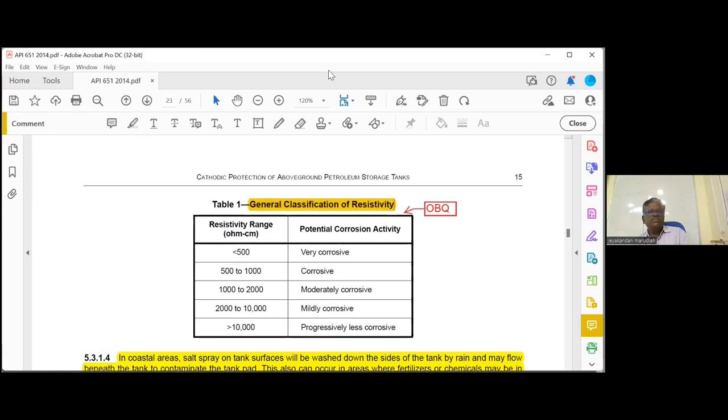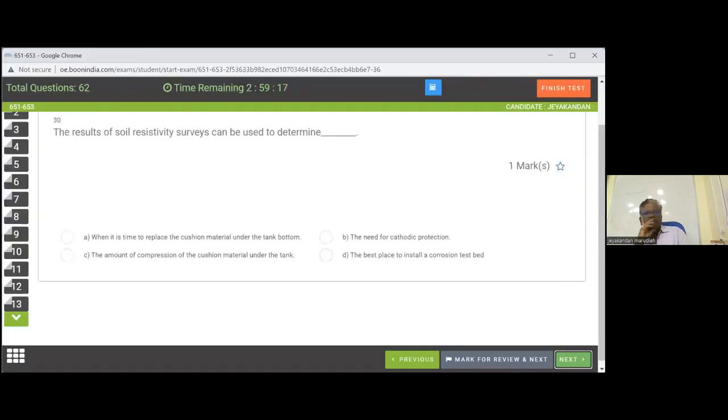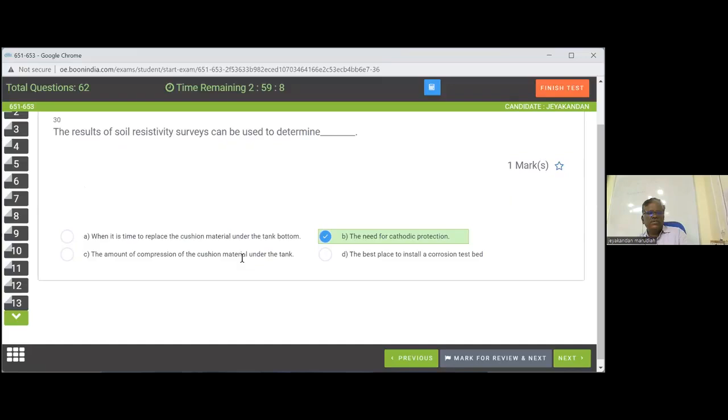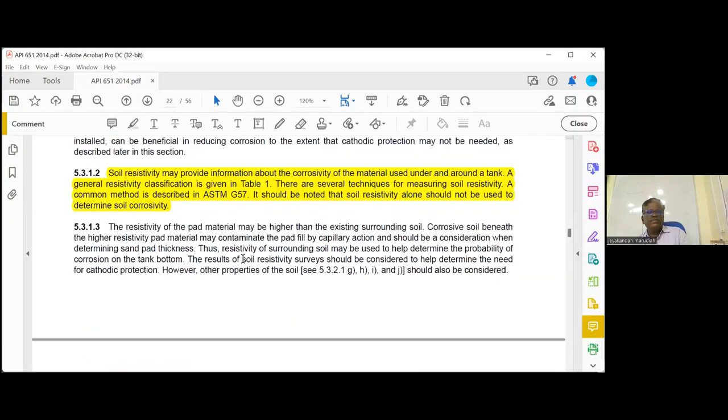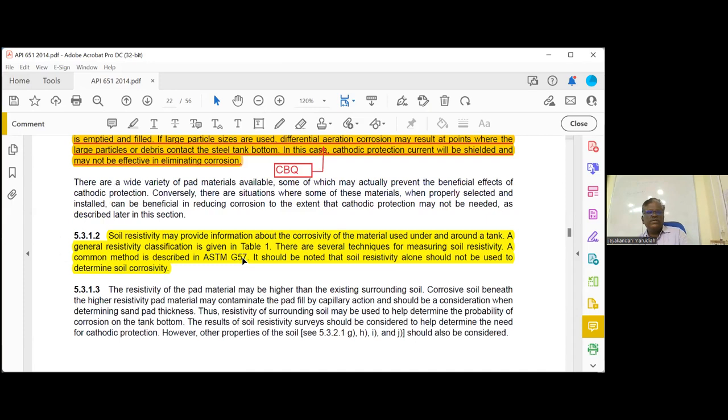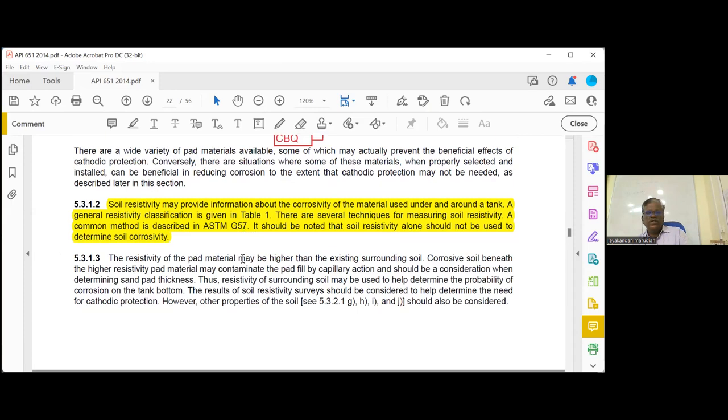Next one. A soil resistivity survey can be used to determine the need for cathodic protection. So where is it given? Here, this line. 5.3.1.3. The results of a soil resistivity survey could be considered to help determine the need for cathodic protection.